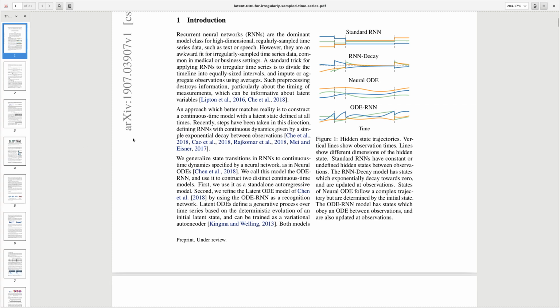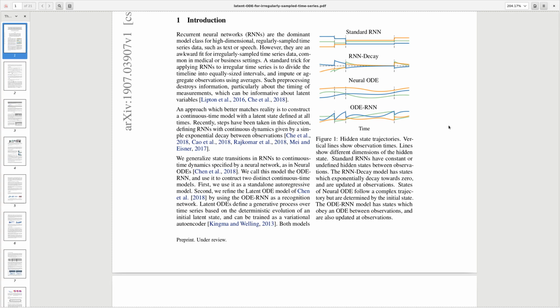Okay, let's repeat this one. An approach which better matches reality is to construct a continuous time model with a latent state defined at all times. Refining RNNs with continuous dynamics given by simple exponential decay.